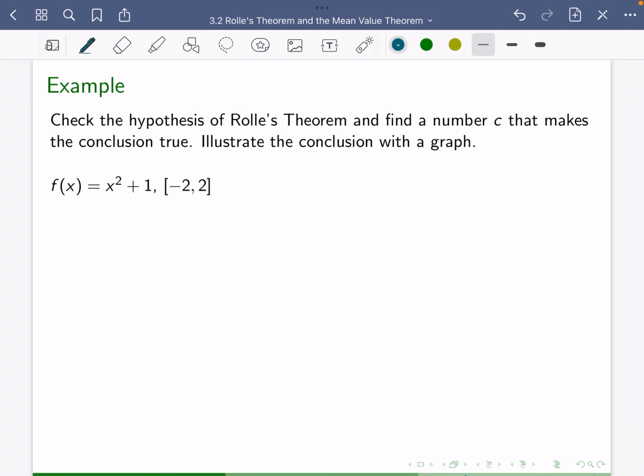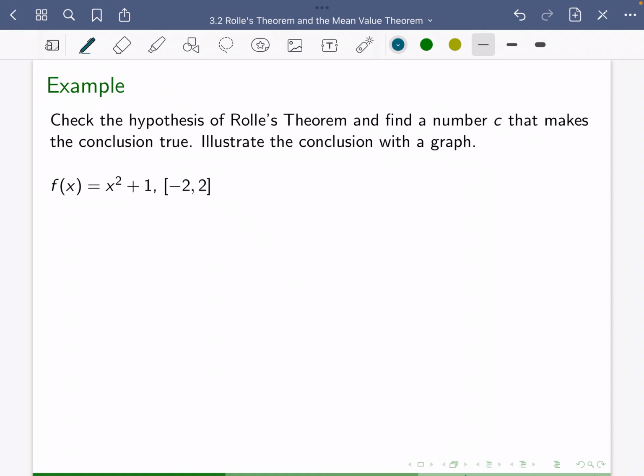In this video, we are going to take a look at two examples, one where we use Rolle's theorem to verify that there exists a number c that satisfies Rolle's theorem, and another that uses the mean value theorem. Let's first look at Rolle's theorem.